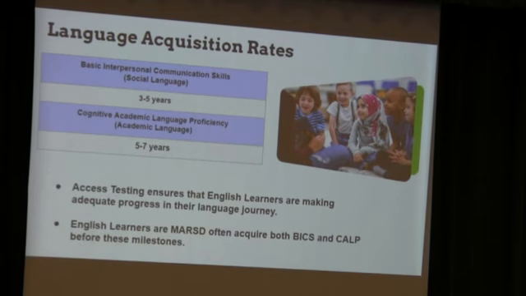Language acquisition rates: basic interpersonal communication skills, or social language, typically take 3 to 5 years, and cognitive academic language proficiency, or academic language, 5 to 7 years. ACCESS testing ensures that English learners are making adequate progress in their language acquisition journey. And English language learners often acquire both the basic interpersonal communication skills and the cognitive academic language proficiency before these milestones.